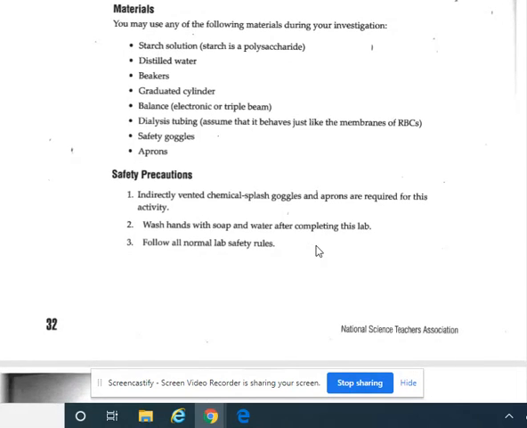Before you begin the lab, there are some safety precautions to consider. So one, indirectly vented chemical splash goggles and aprons must be worn. Wash your hands with soap and water after completing this lab and follow all normal lab and safety rules.